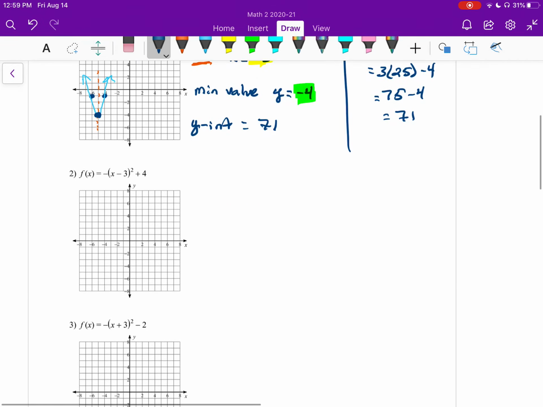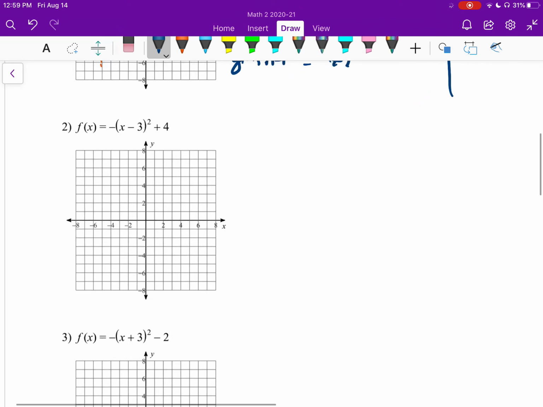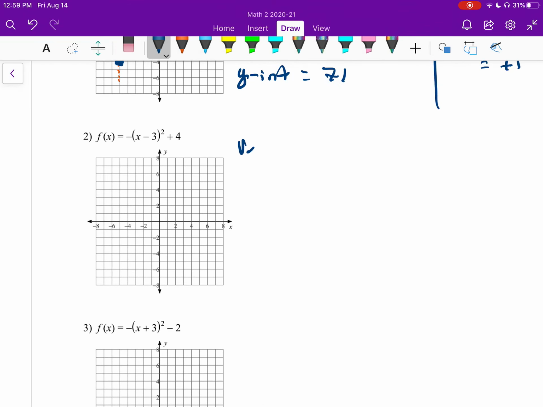Okay, let's move on to number 2. For starters, I want to find my vertex. My vertex is going to be a point. I'm going to grab that point from this -3 and this 4. Remember, our x value has to swap. So right now it's a -3, we're going to turn it into a +3. And then our y value just stays the same. It's just going to be 4.